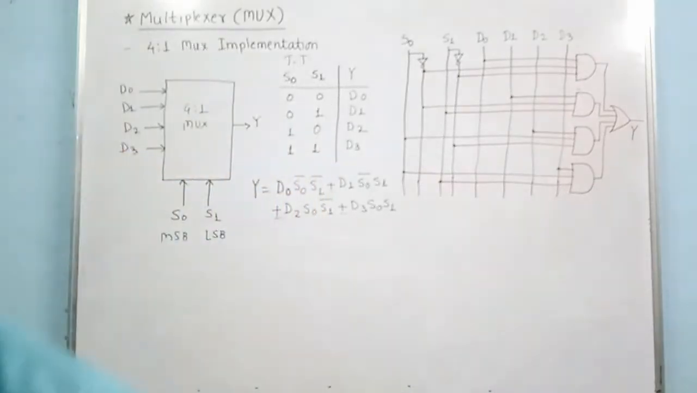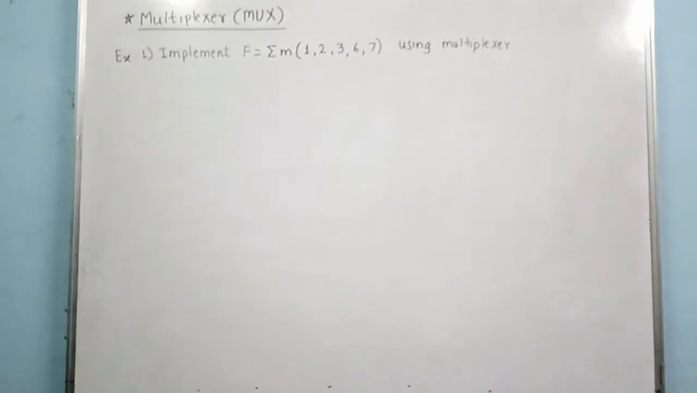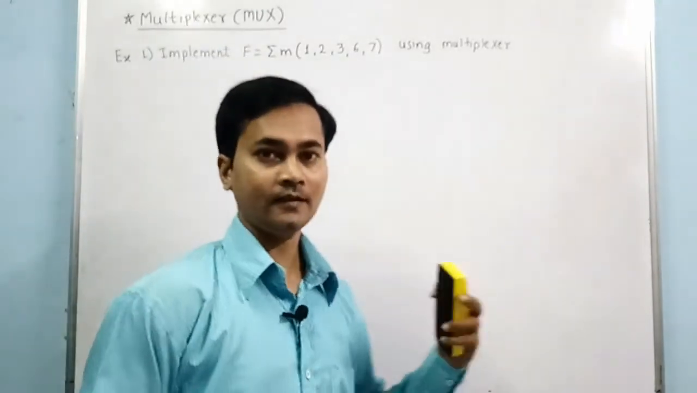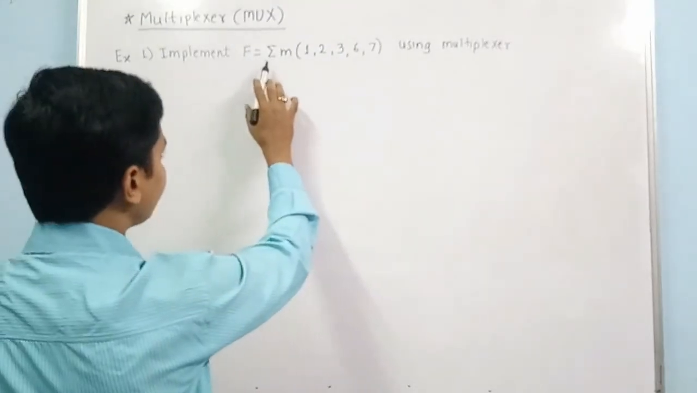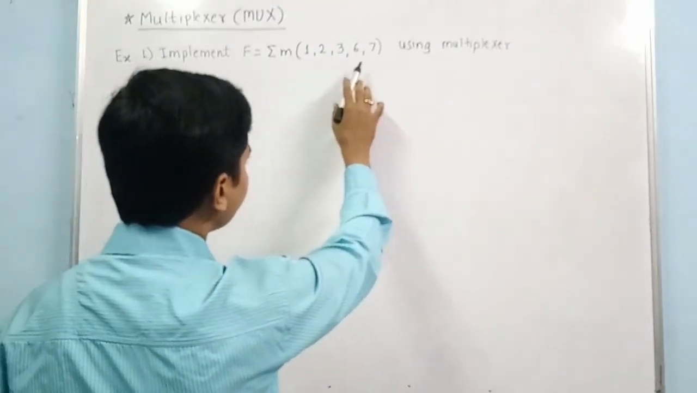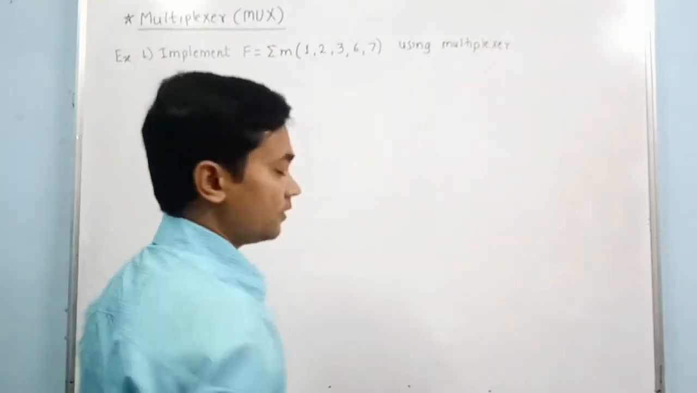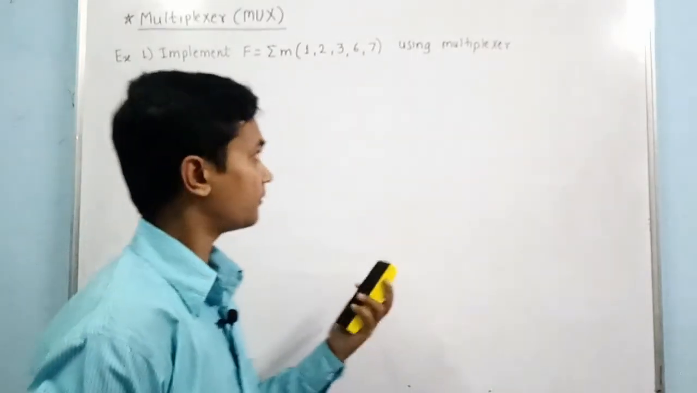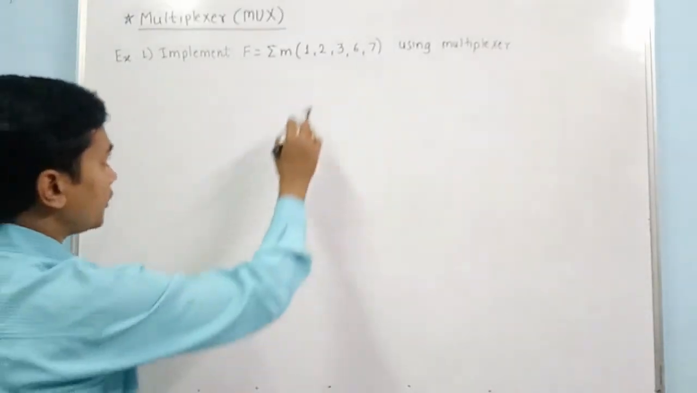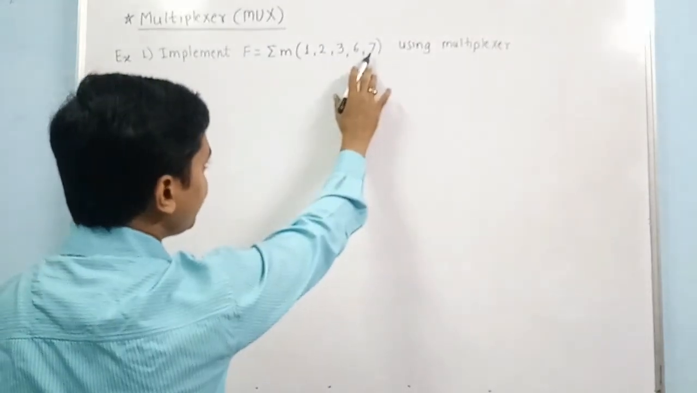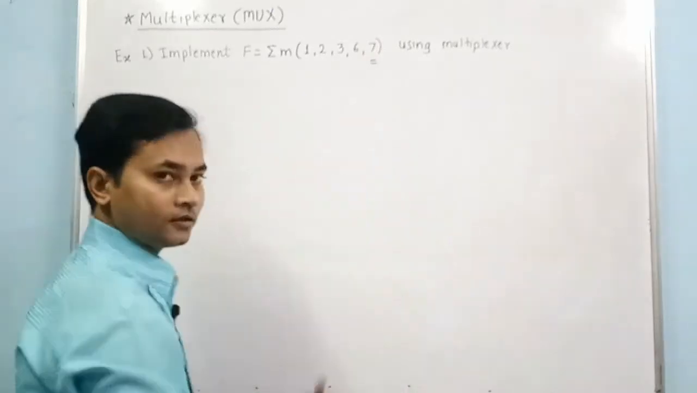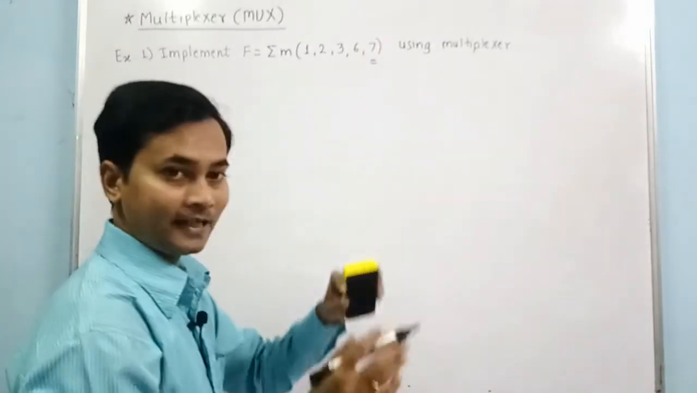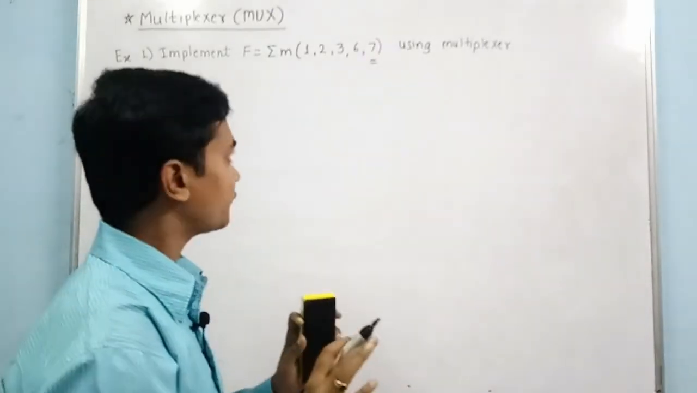Okay, now let us see this problem on multiplexer. So implement f equal to summation m 1 2 3 6 7 using multiplexer. Okay, so this is the problem given, and total number of numbers are given, that is up to 7. So 7 means what? We should use the 8:1 multiplexer. Okay, 8:1 multiplexer.